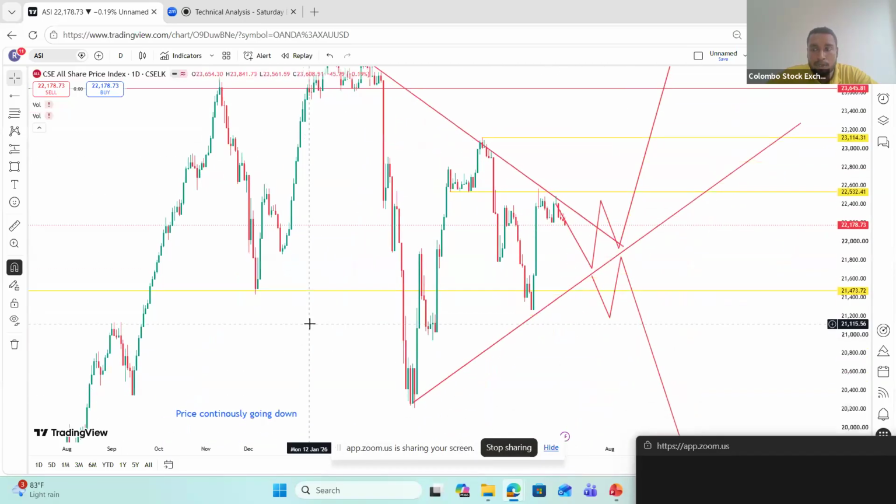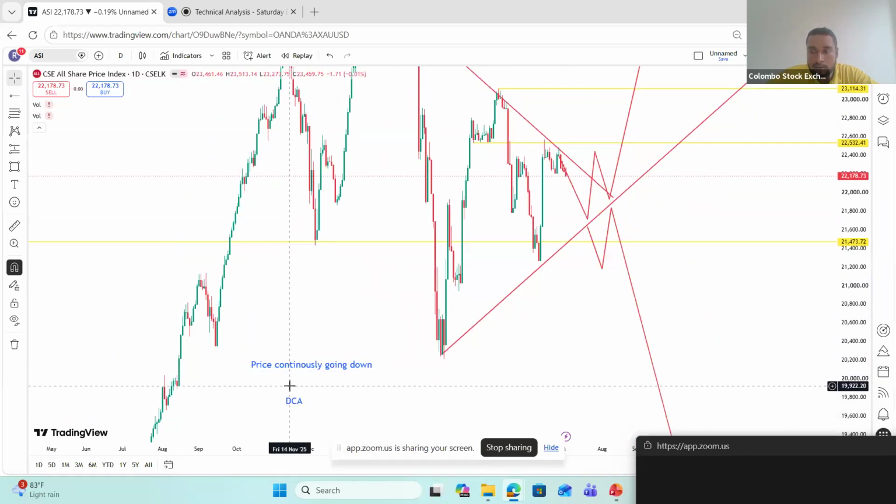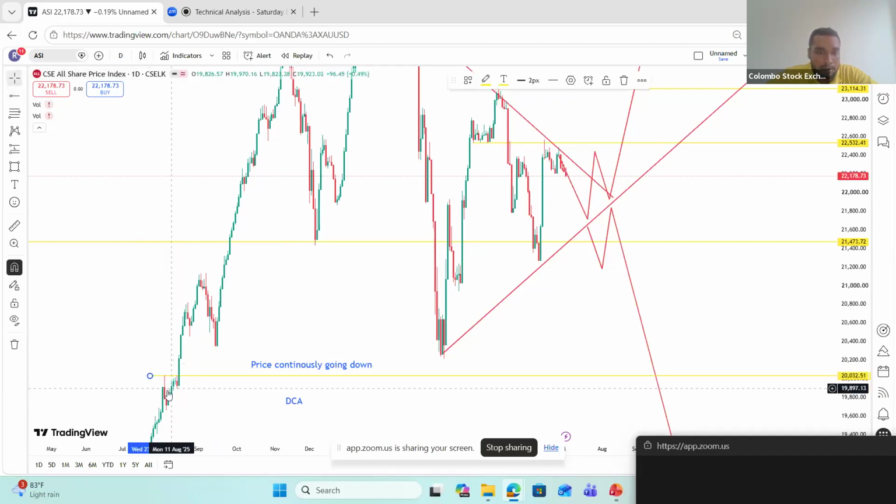So where would be the psychological support? 20,000 would be a psychological support, I think. Here you see price reaction, not exactly that. Maybe 20,000 is here. Yeah, here previously you see exact price reaction from that point. Here the price has reacted from that 20,000 level. So maybe 24,000, 22, 21,000. Yeah, right here 21,000 is also a psychological level, because these are round numbers.